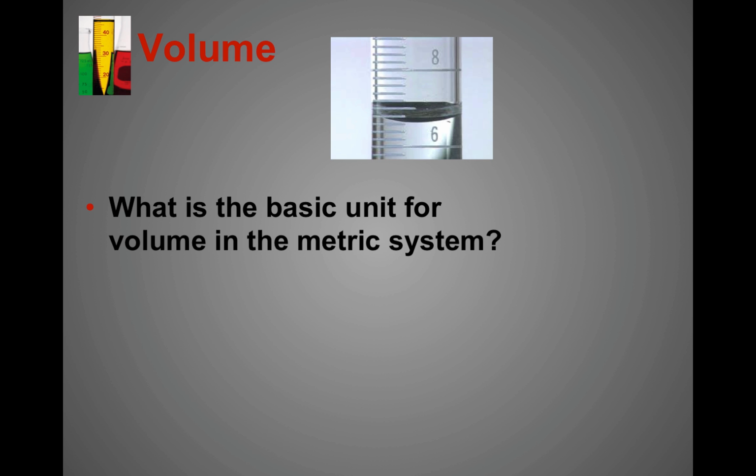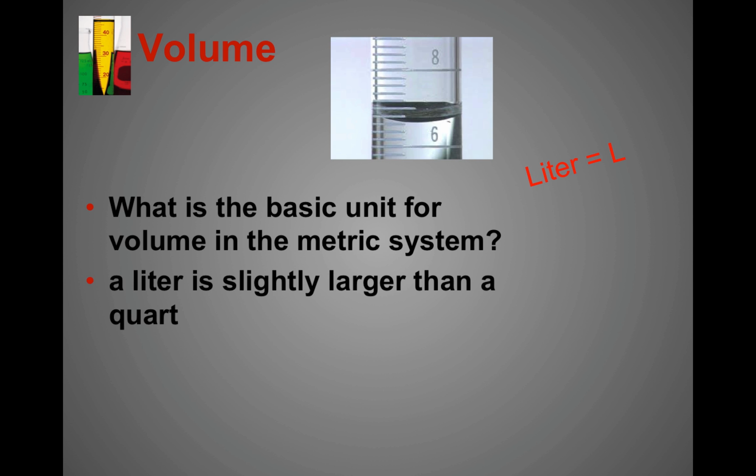What is the basic unit for volume in the metric system? The basic unit is the liter. And liter has the abbreviation capital L. Make sure you always use an uppercase L for liter. A liter is slightly larger than a quart. 1 gallon is 3.81 liters. Make sure you write this down and circle it because you will be converting between liters and gallons.